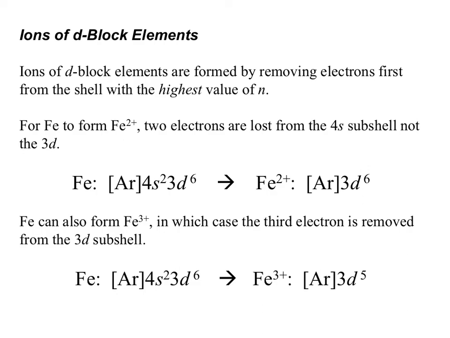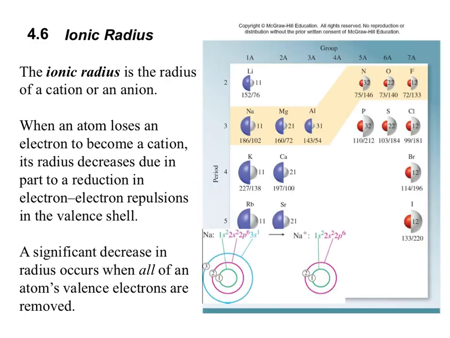Fe can also form Fe3+, in which case the third electron is removed from the 3d subshell. So once again, Fe3+ has an argon core and a 3d5 now, because we removed the two 4s2 electrons and one 3d electron. So long story short, when you're removing electrons for the ionic electron configuration, make sure to remove electrons from the highest quantum number, not just from the furthest one from the right.